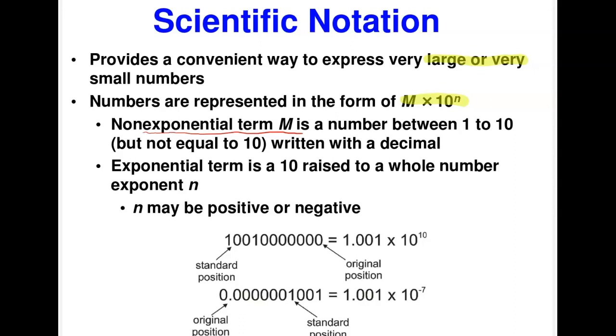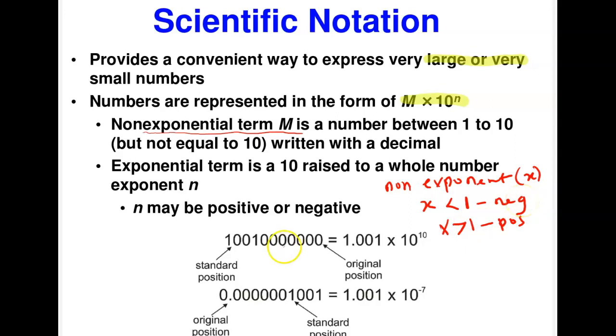n is usually positive or negative depending on the non-exponent number we want to put in exponential notation. Okay, let me make this clearer. If the non-exponent number is, let's say, x. If x is less than 1, the exponent is going to be negative. And if x is greater than 1, the exponent is going to be positive.